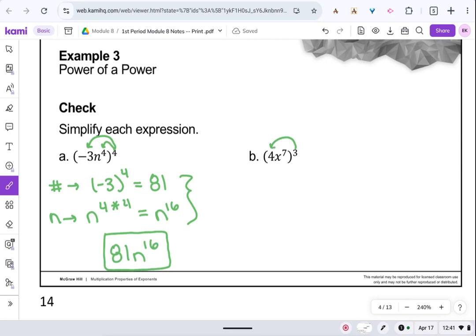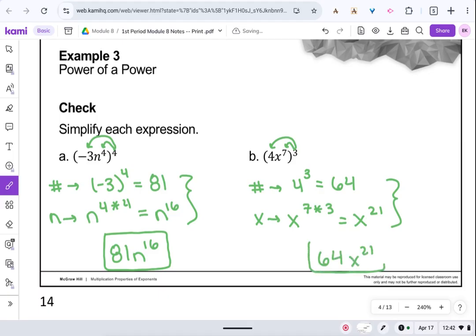On part B, again, I bring that 3 into the 4 and the x term. My number would be 4 to the 3rd, which is 64. My x term is going to be 7 times 3, which is x to the 21. And then we'll bring those together to be all one term. These are the really simple ones, okay?